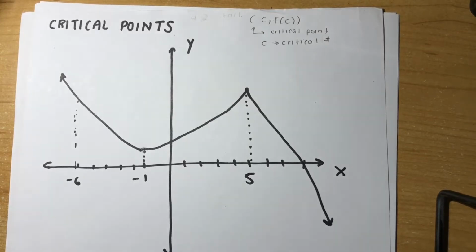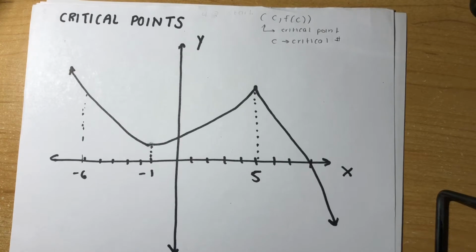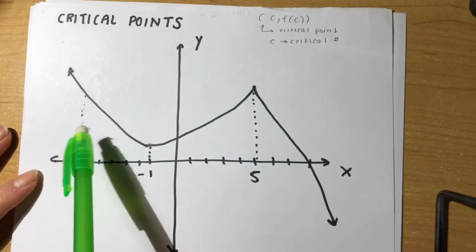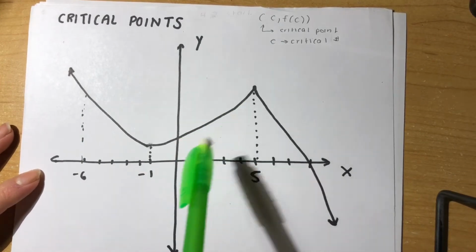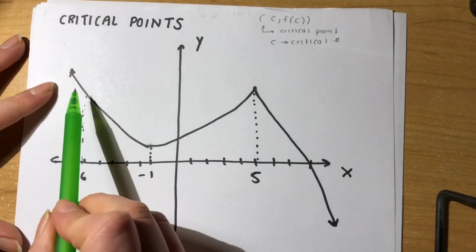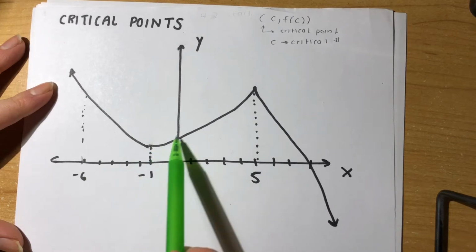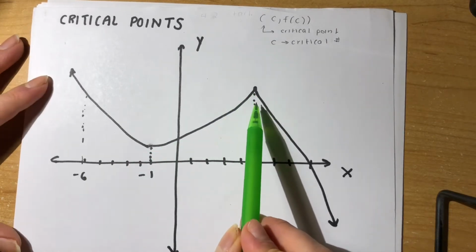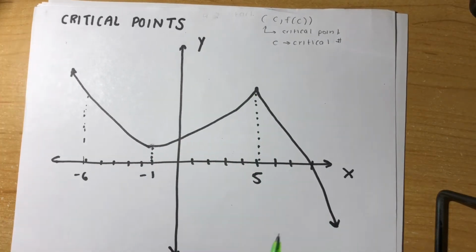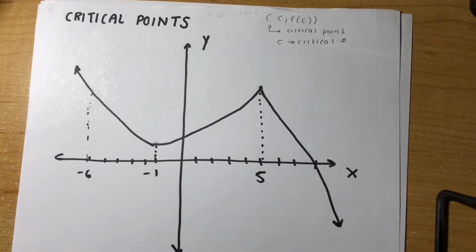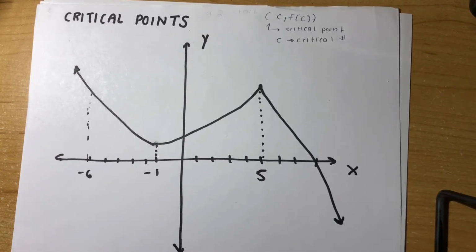So we're going to be exploring maximum and minimum values and what makes a point a critical point. As you can see, this curve we have here, we are decreasing, then increasing to a cusp, and decreasing again. So first of all, we have to think about what makes a critical point a critical point.